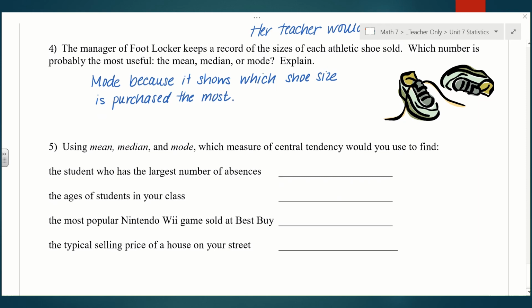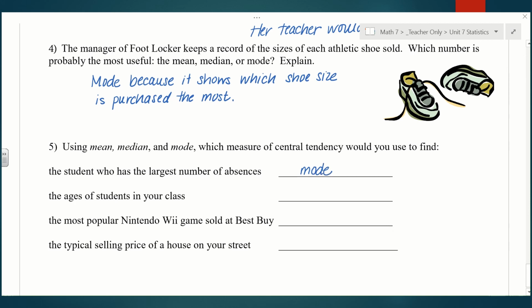Okay, last part. So we're going to decide out of mean, median, and mode, which measure of central tendency we would use to find each of the following. The student who has the largest number of absences, which measure makes sense to use here? If I keep a list of students that are absent every day, I'm looking for the student that shows up the most often because that means that they were out the most. So that would be the mode.